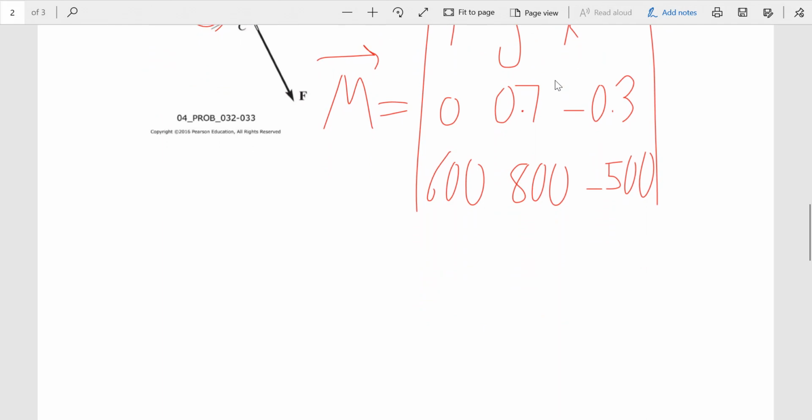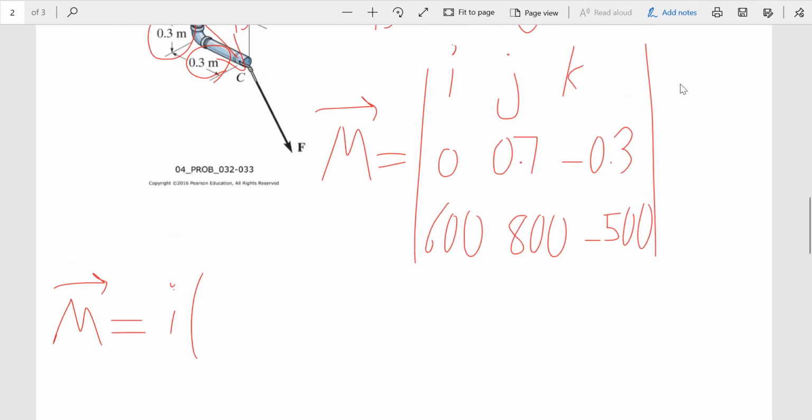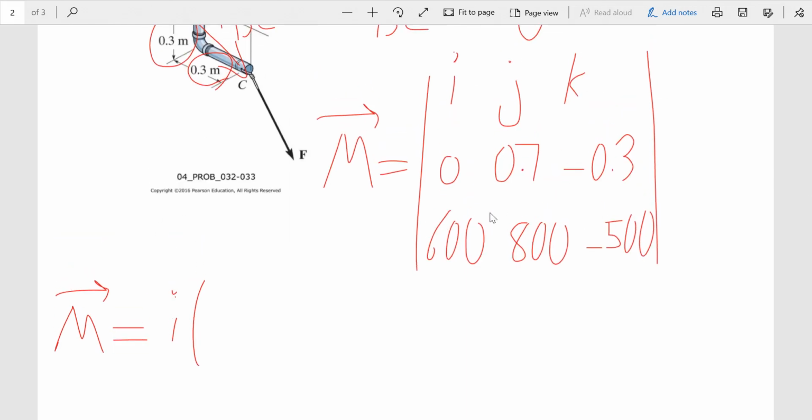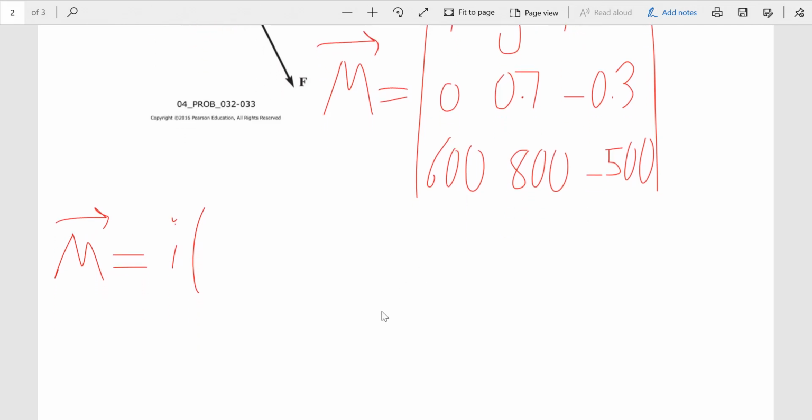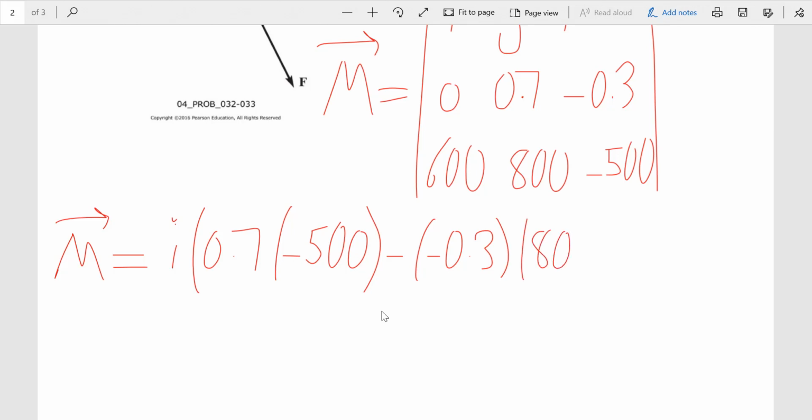And I find the moment M here. I remove the first row and the first column. That would be 0.7 times negative 500 minus negative 0.3 times 800. So that would be 0.7 times negative 500 minus negative 0.3 times 800.